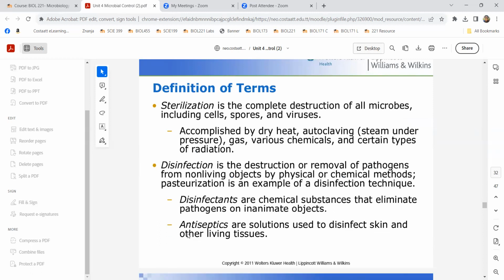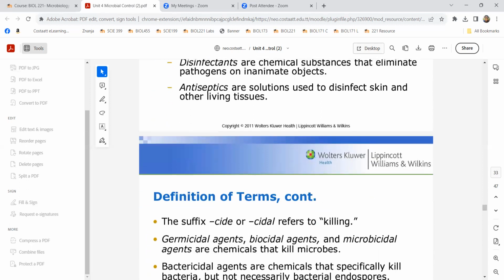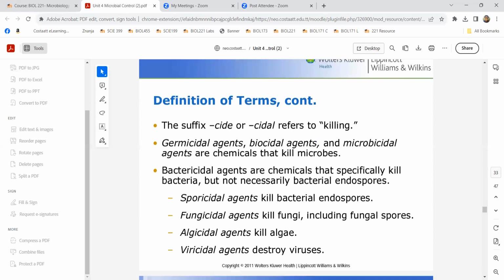Disinfection is the destruction or removal of pathogens from non-living objects. So when we wipe down our kitchen counters, for example, we are disinfecting, right? You can use physical or chemical methods, for example, pasteurization, another example. Disinfectants are therefore chemical substances that eliminate pathogens on inanimate or non-living objects. Antiseptics are used to disinfect skin and other living tissues. So disinfectants and antiseptics work the same. It's just that you use different terms for living and non-living environments where you are controlling the microbial growth.